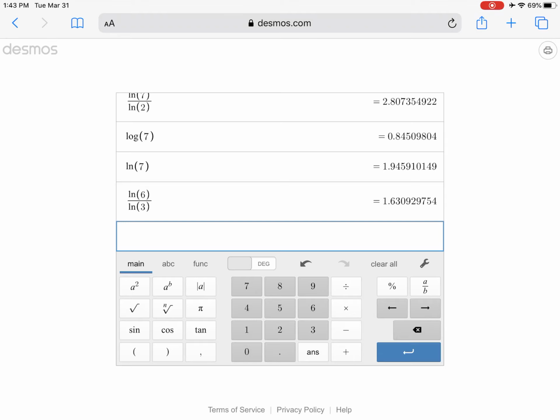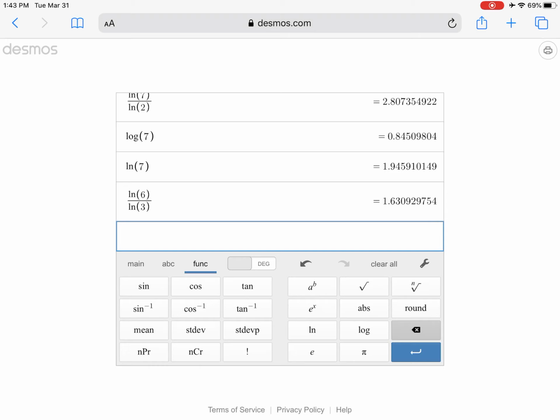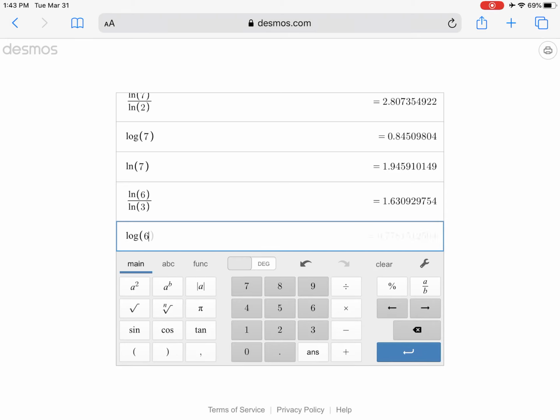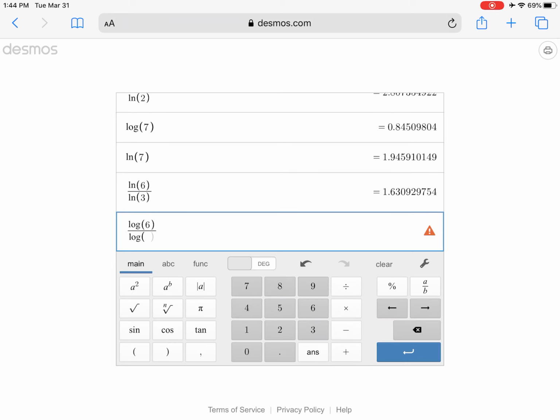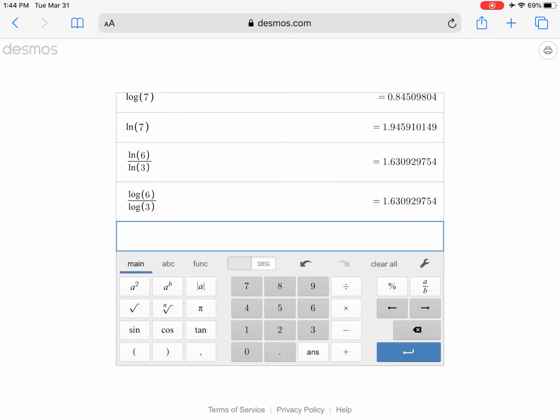Now let's just double check that taking the log would give us the same answer. So log of 6 divided by log of 3. Same answer, 1.631.